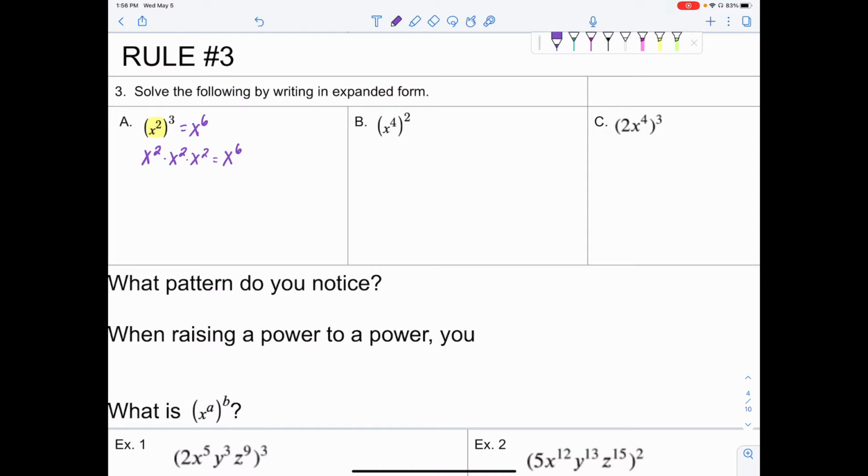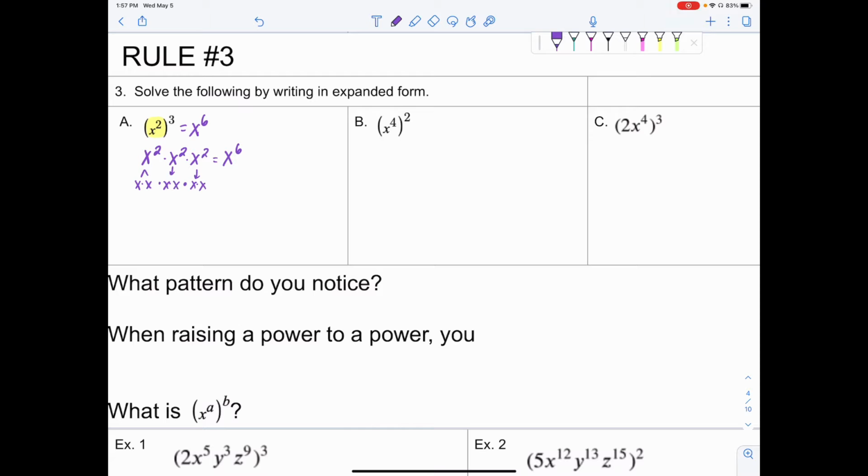If it helps you, you could think about writing it out the long way, right? X squared would be x times x, squared is x times x, times another x squared, which is x times x, and then you can see we really are multiplying x by itself 6 times.